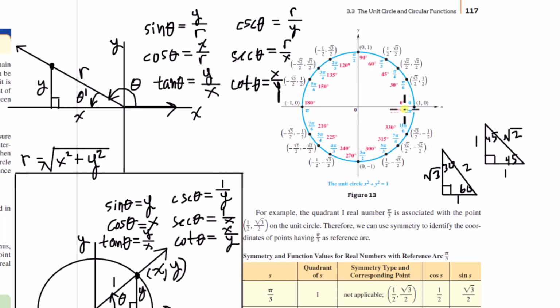Now, the quadrantal angles are easy. This is just going to be 0 degrees, 0 radians, coordinates 1, 0, right? You know it's a unit circle. Same thing with this quadrantal angle. Okay, so now you've got the first quadrant all labeled out.